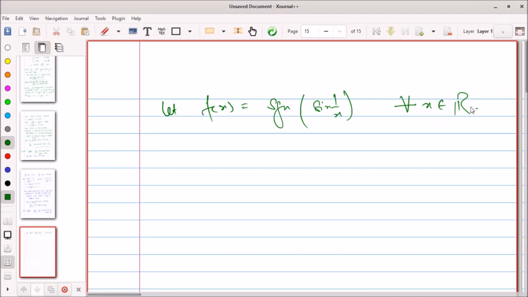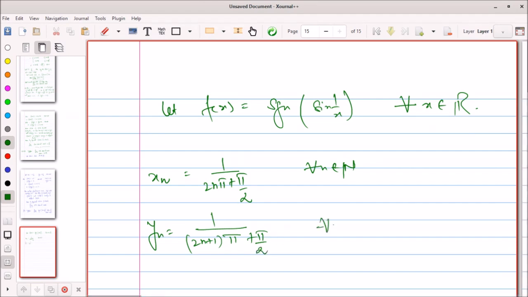So what we will do, we will take xn equal to 1 by (2n pi plus pi by 2) for all n belonging to N, and yn equal to 1 by ((2n plus 1) pi plus pi by 2) for all n belonging to N. So what we are doing is we are taking these so that we get f of xn equal to sine of 1 by xn equal to 1, and because 2n plus 1 is an odd term, it falls in the third quadrant, so it gives a negative value.